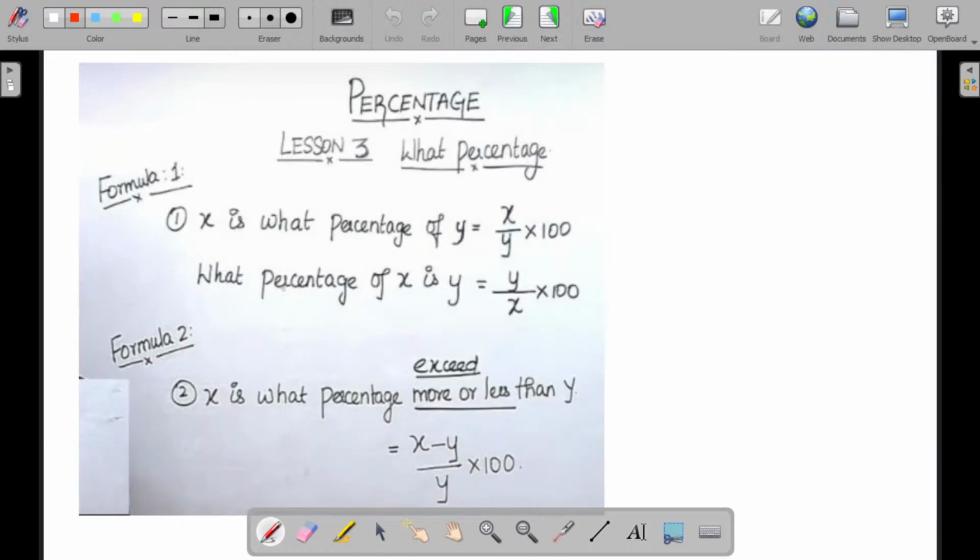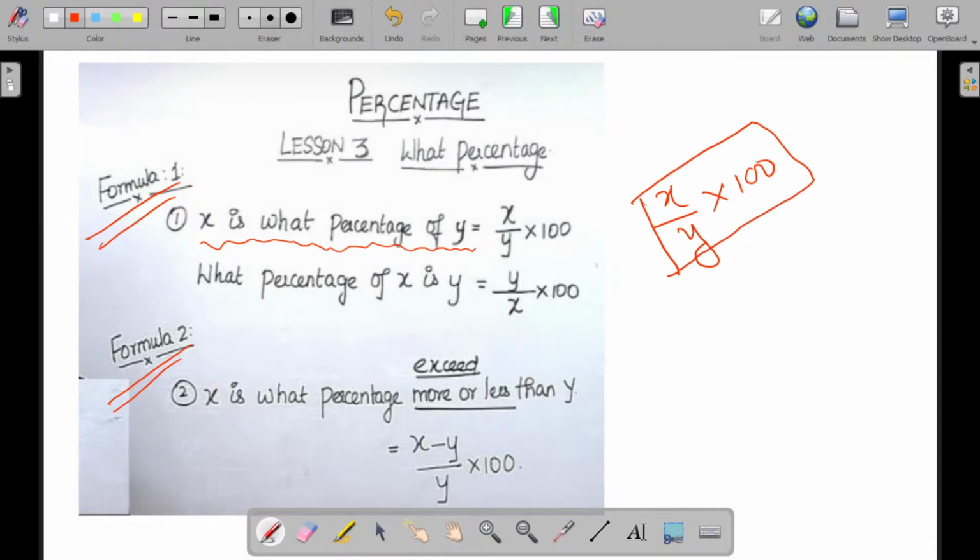So there are some formulas. Very important concepts while solving the percentage type of problem. So here, x is what percentage of y. X is what percentage of y. So that you have to write it as x by y. X is what percentage of y? X by y into 100.